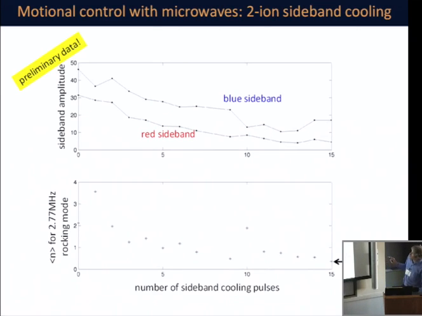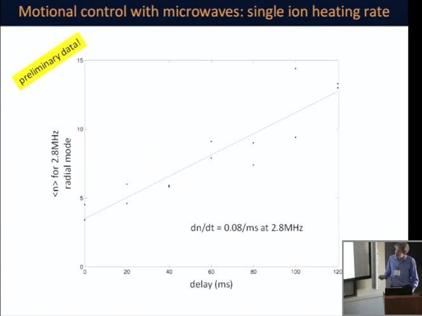This is a little bit of work with sideband cooling of two ions here, where we're seeing a bit of cooling of the radial mode down to N-bar of about 0.3. We also use sideband thermometry, using the sidebands to measure a heating rate on the radial mode here, which is about 0.1 quantum per millisecond at 2.8 megahertz. And that's roughly consistent with the heating rate we previously estimated just from the Doppler recooling method.